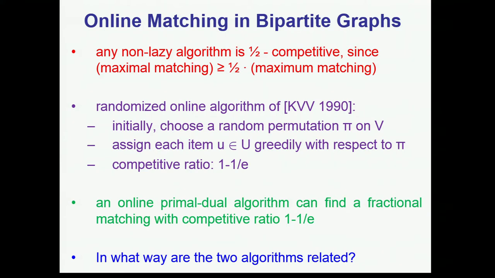And you match, and that defines the priorities between the vertices on the fixed side, and you assign according to that. And in expectation, this algorithm turns out to have the competitive factor 1 minus 1 over e. But what is the relation between this randomized algorithm and online primal dual?